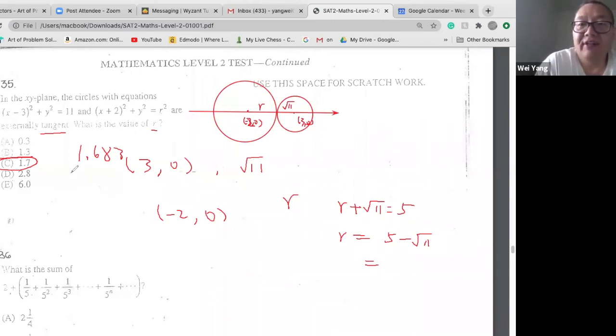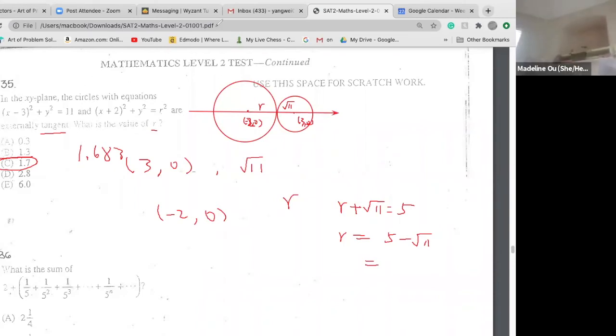But just follow these steps. From the centers of these two circles, you can find the distance between these two centers. Then one radius of the circle is root 11. Another is r. You are trying to look for r. So r plus root 11 should equal the distance between these two centers. So just use the distance minus root 11. You should get 1.68 something. So the correct answer is C, 1.7.